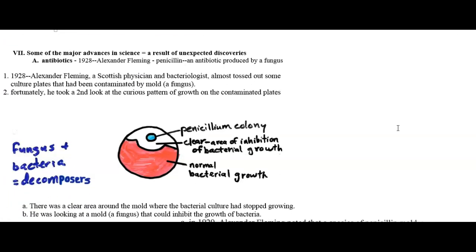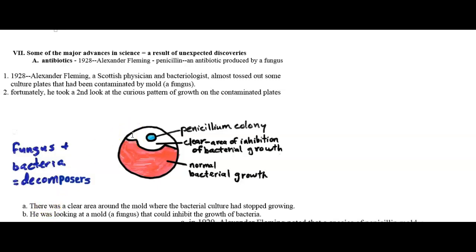Okay, some of the major advances in science are a result of unexpected discoveries. Antibiotics. Anti means, what does anti mean? Against. Biology, life. So bacteria and fungus, right over here, these are decomposers, recyclers. They are always competing for the same food source. And they are always trying to kill each other. So the fungus produces chemicals to kill the bacteria, and the bacteria produces chemicals to kill the fungus.